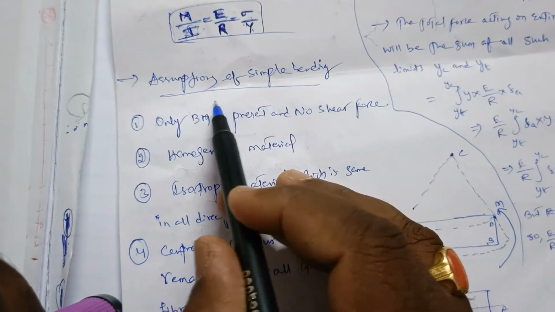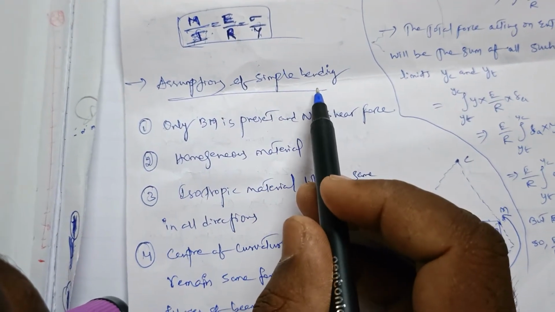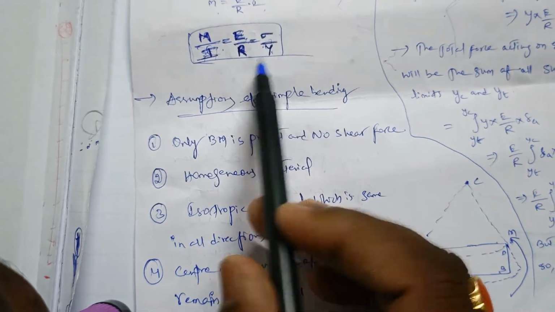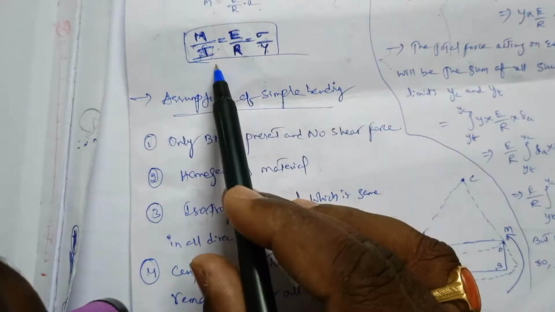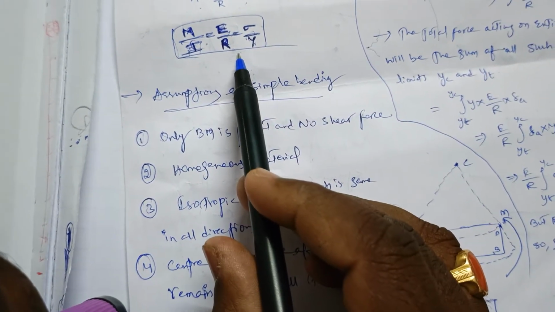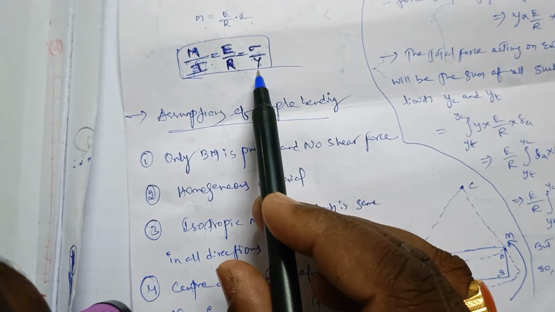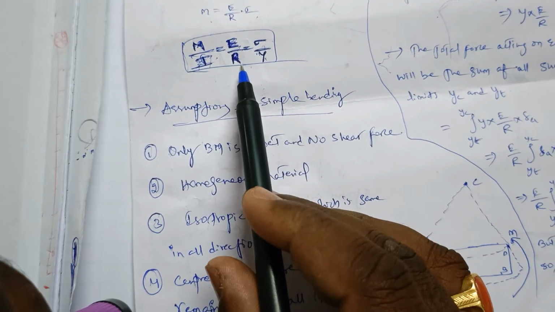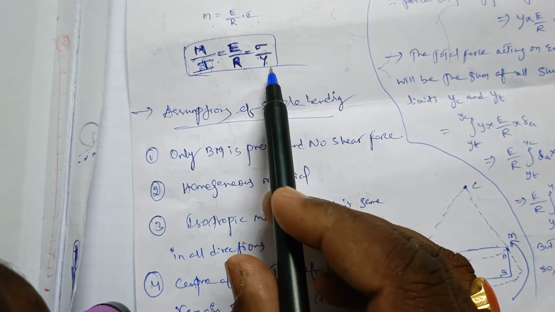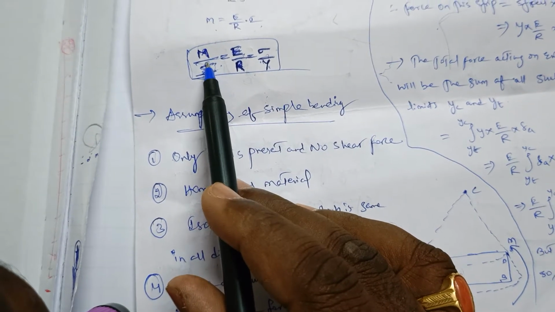So the next is assumptions of simple bending. This equation is very important. From this equation only we are going to solve so many problems in the chapter. This is known as M by I is equal to E by R is equal to sigma by y. Each and everything is written here.